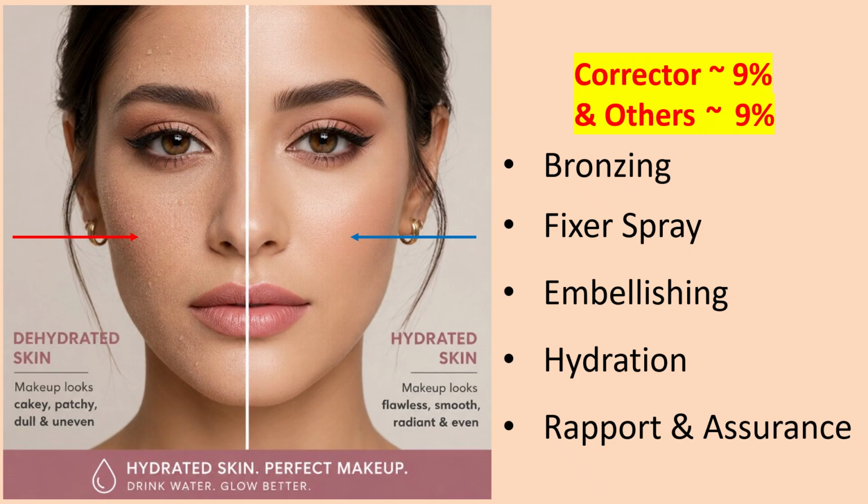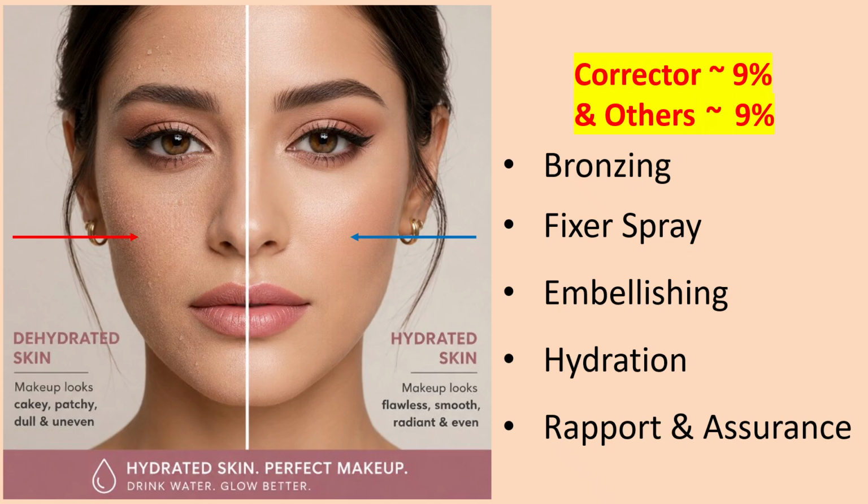Now what others? Corrector we had 8 to 9% and others where we got about 9 to 10%. Bronzer, that comes under others. Fixer spray, which will stabilize your makeup so that your makeup will stay on much longer. Embellishing, hydration, wrapper and assurance. So we will talk about hydration, then wrapper and assurance I will tell you in the next slide. Hydration, as I told you, dehydrated skin, you can never get good makeup. You can never get good makeup on dehydrated skin.